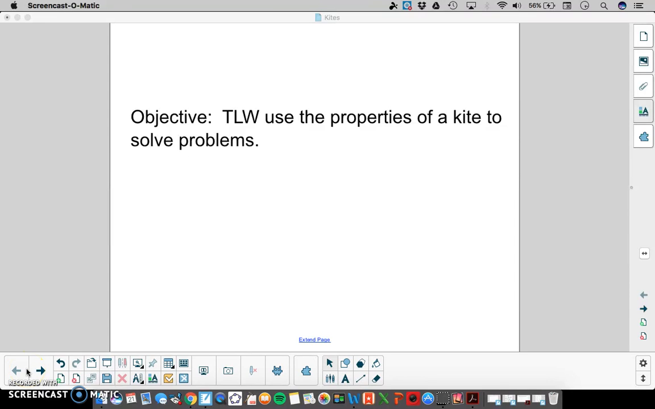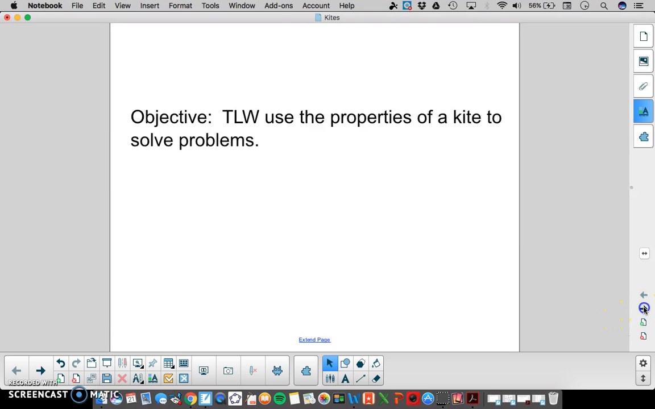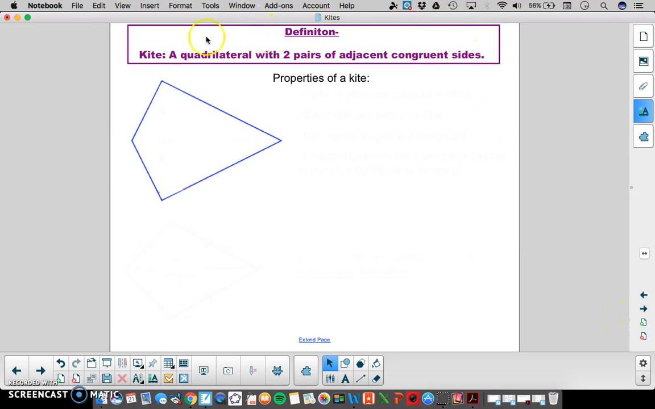In this video, the learner will use the properties of a kite to solve problems. First, let's talk about the properties of a kite. Its definition is a quadrilateral with two pairs of adjacent congruent sides. Remember, the word adjacent means next to, so you might want to make a note of that.